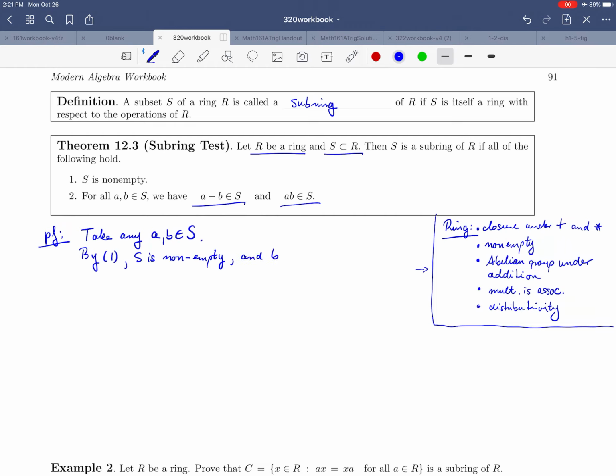And by 2, we have A minus B is an element in S. And so by the one-step subgroup test, we know that S is a group under addition. So this shows that S is a group under addition by the one-step subgroup test.